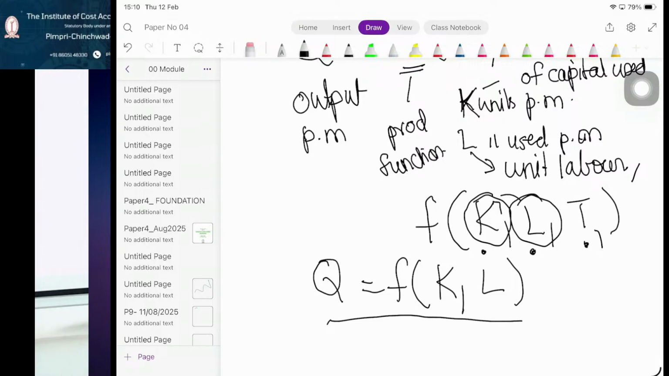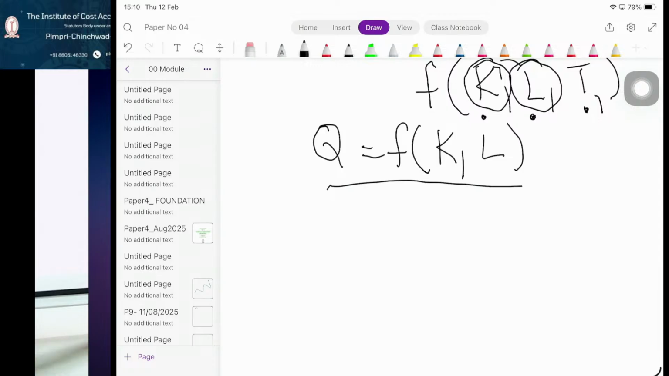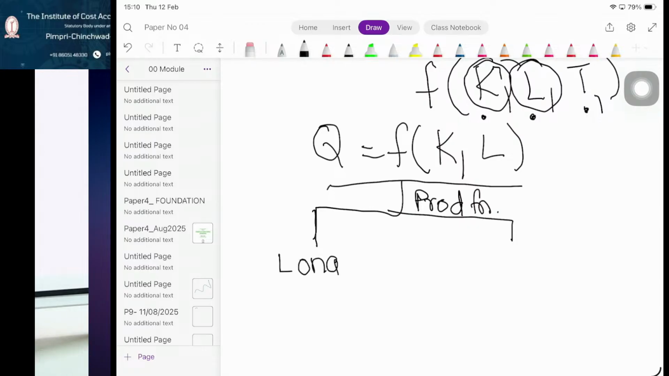Okay. Now, imagine a situation like this. This is a production function. And in reality, we can think of two types of situations. What we call a long run situation. It doesn't refer to any time period, let me tell you. And the other is a short run situation. Okay, we can have two kinds of situation. One is the long run and the other is the short run.